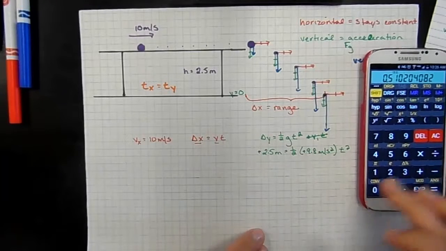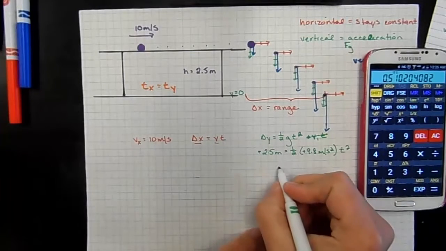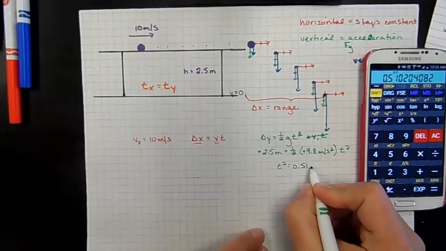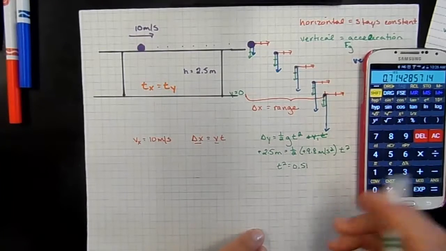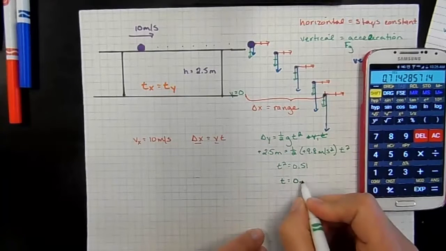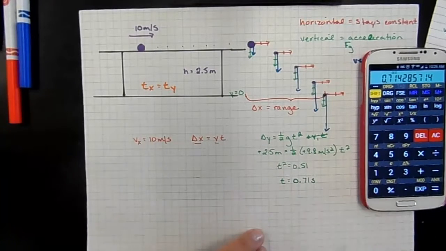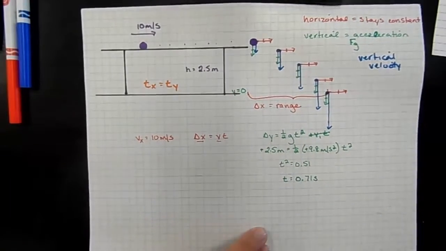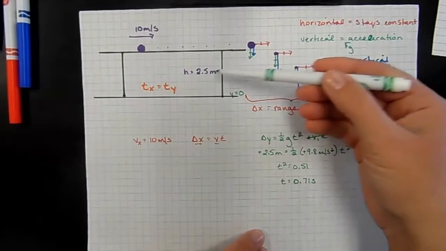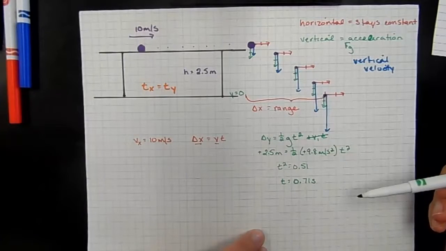Nice and clean there. All right, so what we end up with is t squared equal to 0.51, and we're going to take the square root of that. So our time is 0.71 seconds. So it takes our ball 0.71 seconds to fall 2.5 meters.